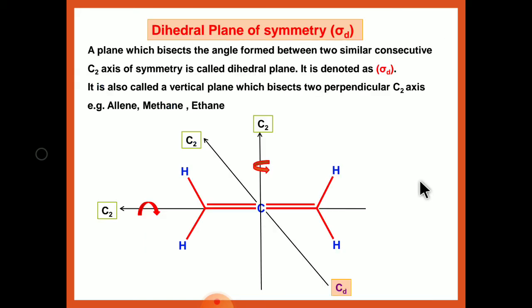Next is the dihedral plane of symmetry. The dihedral plane of symmetry is represented by the symbol sigma d. A plane which bisects the angle formed between two similar consecutive C2 axes of symmetry is called a dihedral plane. It is denoted as sigma d. D represents the dihedral plane. So it is also called a vertical plane which bisects two perpendicular C2 axes. Examples: allene, methane, ethane, etc.